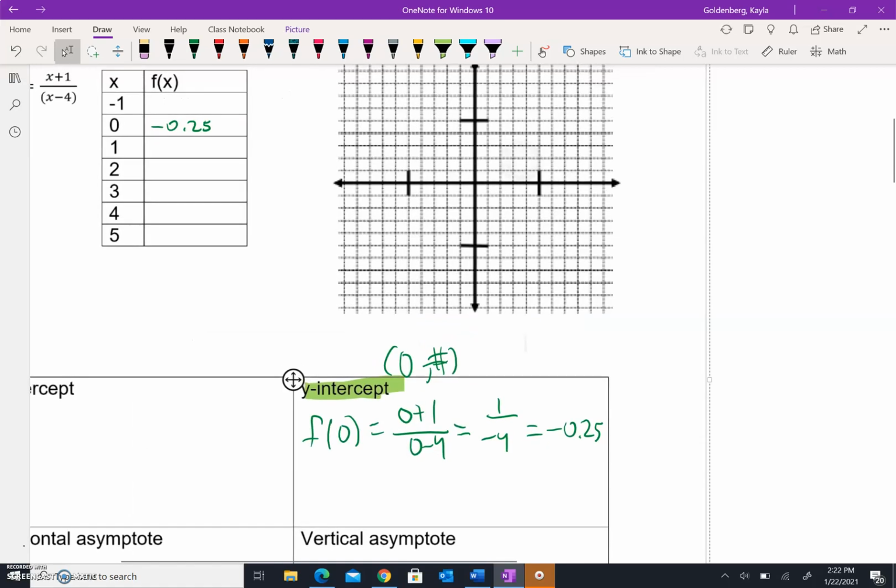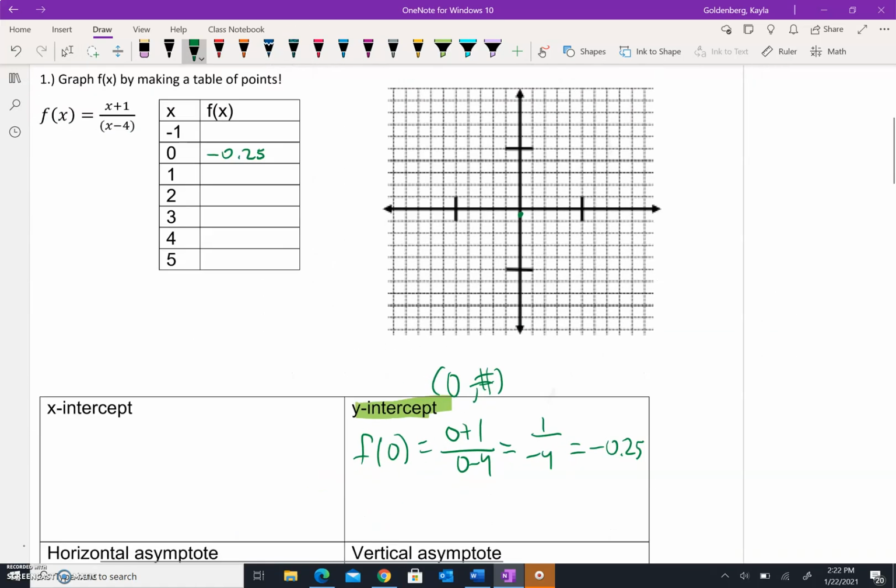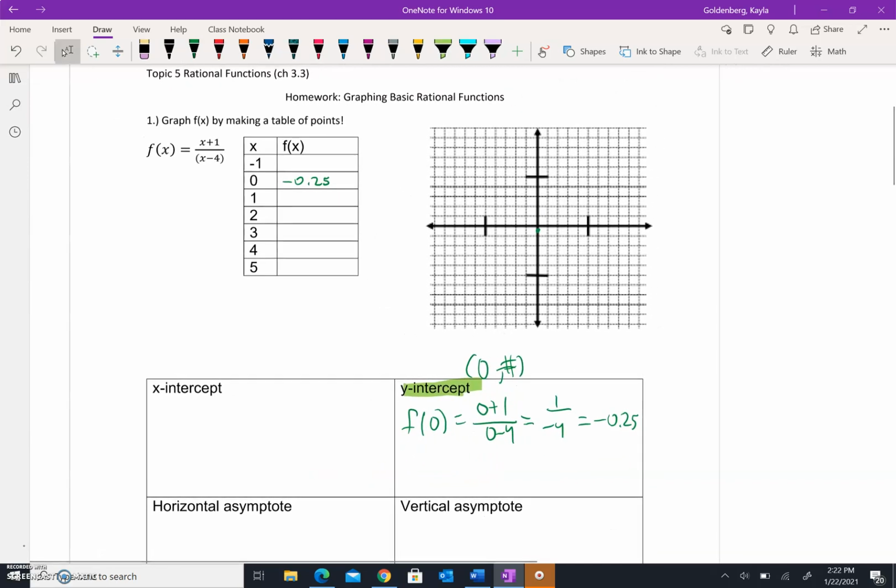And on my graph, I'm going to plot it, but it's going to be a little bit of eyeballing. It's not going to be precise because I've got it labeled in multiple places. So that's probably the easiest place to start. The second easiest place to start might be my x-intercept.